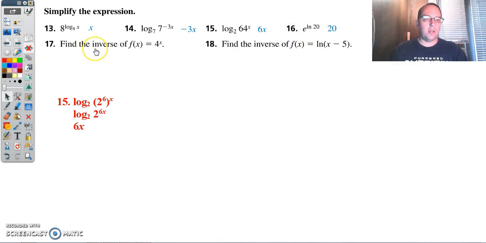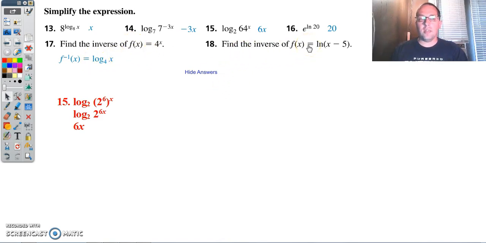All right. 17, we need to find the inverse of f of x equals 4 to the x. Well, all we're going to do, since we don't have any addition or anything else going on in here, we can just rewrite this as a logarithm. So this is f inverse of x is log base 4 of x, because there's no pluses or multiplication or anything going on in that.